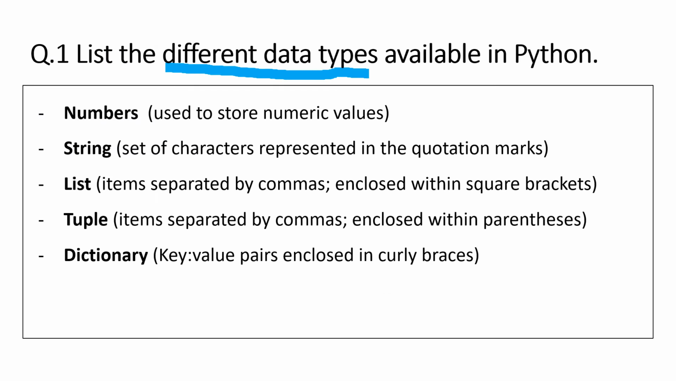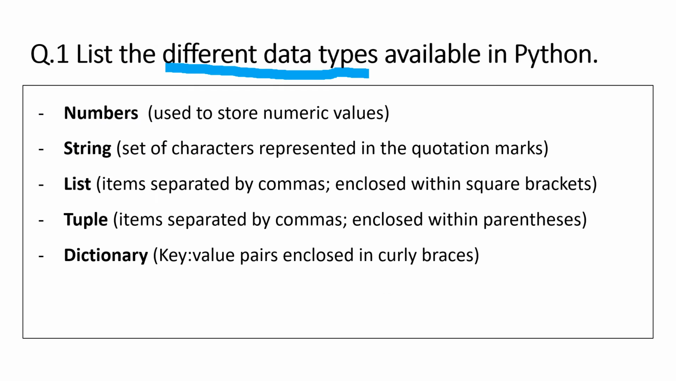Now let's go for the second data type, that is nothing but string. Strings are identified as a contiguous set of characters represented in quotation marks. Python allows pairs of single or double quotes.